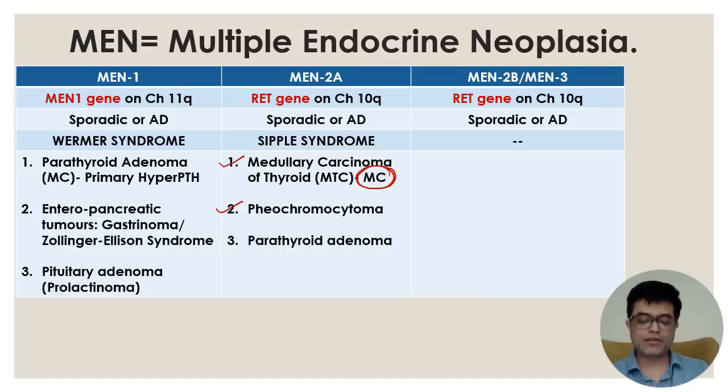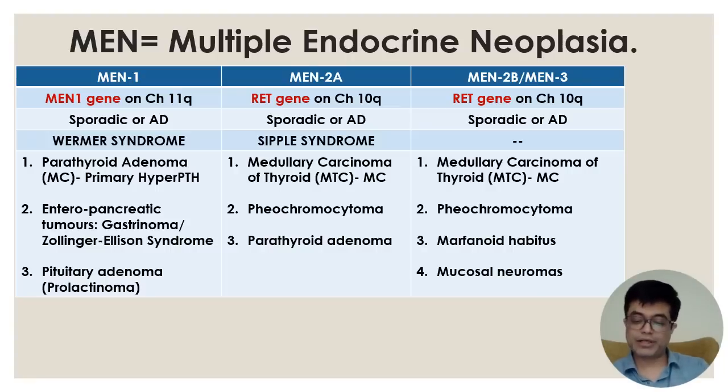Secondly, these patients will be having pheochromocytomas, which are benign tumors. In some 10% of cases they can be malignant also, arising from the adrenal medulla. And thirdly, there will be parathyroid adenoma. And then we have MEN2B. MEN2B will have medullary carcinoma of thyroid. So this is the most common manifestation here also.